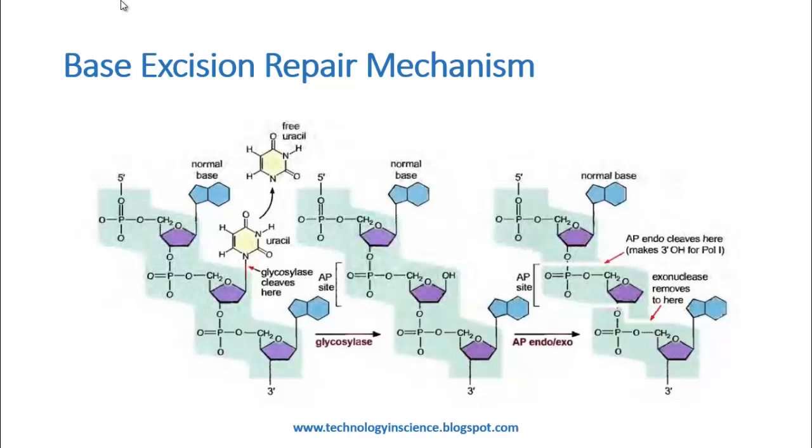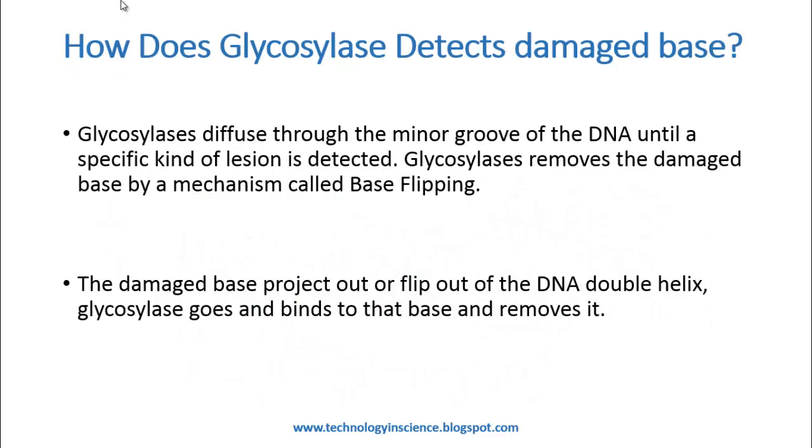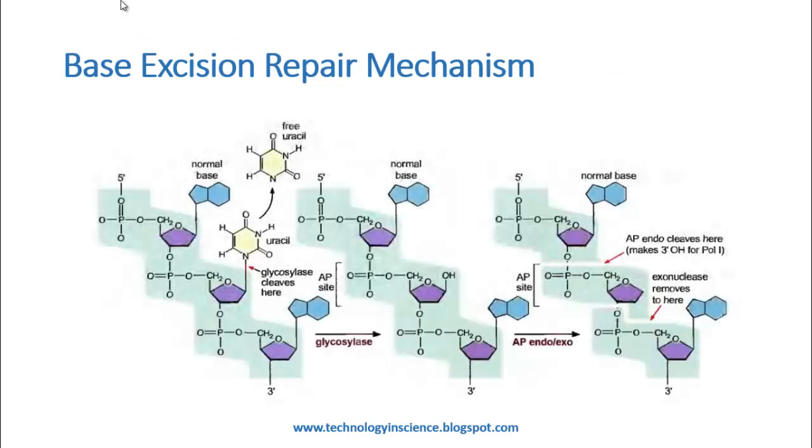One other important thing is that the glycosylase will remove only the damaged base. It will not cleave the DNA backbone. It will only cleave the particular base, not the backbone. So the DNA backbone remains intact. Only the damaged base is removed.